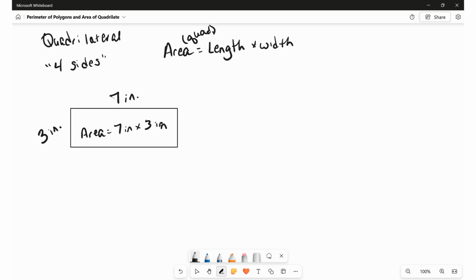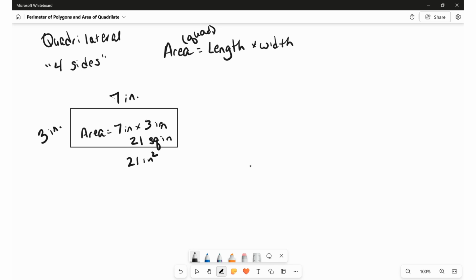And now this is where we get into different units, because this is going to be 21 square inches. Or you might see it written 21 inches squared. Either way, it's the same thing. And it will be the same thing if you're talking about feet or miles or meters or centimeters, anything like that.